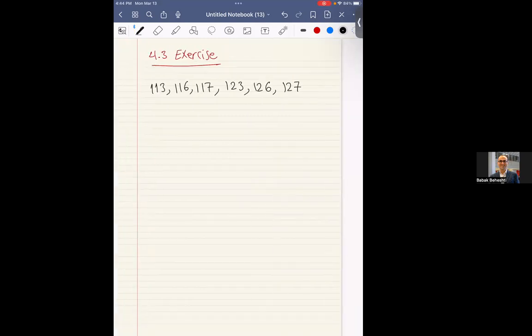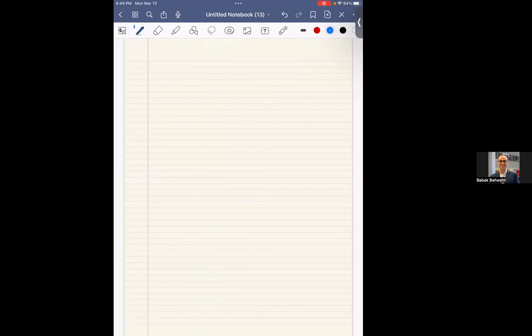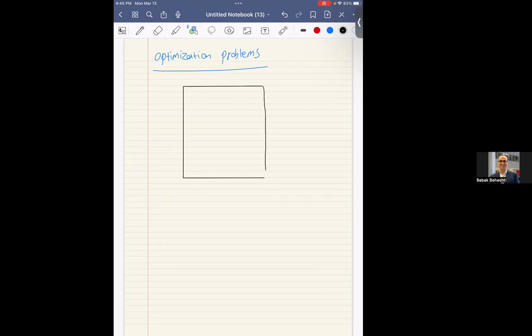Again. Okay. So this topic is optimization problems. For instance, here is an example from the textbook. You want to make a box. So you have like a piece of paper, like a rectangle. And you want to make a box out of this piece of paper. How do you want to do it?